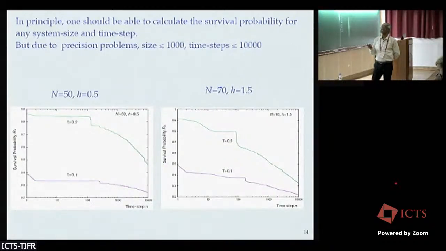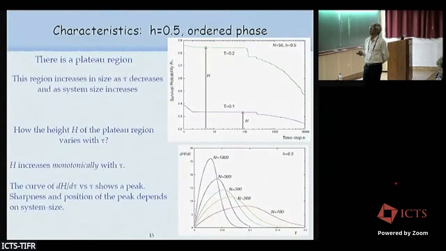These two values are significant because one is less than 1 and the other is greater than 1. We know that when h is less than 1, the ground state of this Hamiltonian is ordered, and when it is greater than 1, it is disordered. So I just show two cases for the two types of ground state. What are the characteristics for h equal to 0.5? We discussed this case first, when the ground state was ordered.